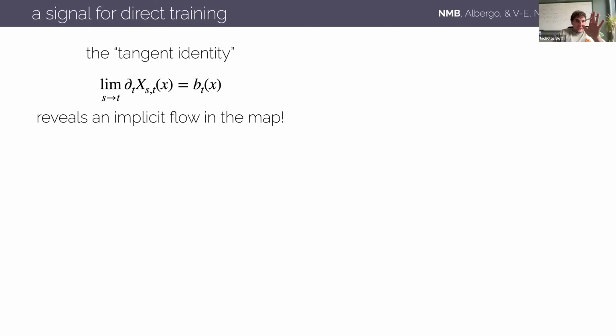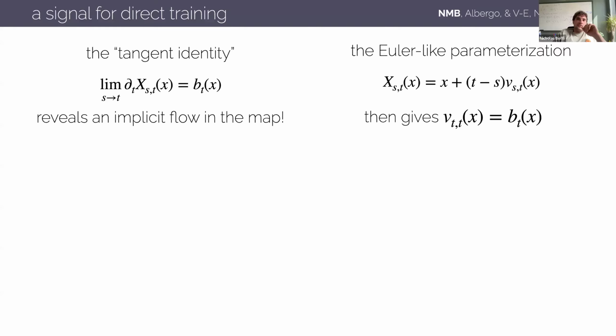This is an annoying limiting time derivative that would be difficult to compute in practice. But it turns out that if I use this simple Euler-like parameterization here, then I have a very nice relation, which is that v_tt is equal to b_t. Okay, so I'm going to define this new object, v_st, which is like a two-time velocity field. And it satisfies that on the diagonal, when s is equal to t, I recover the flow itself.